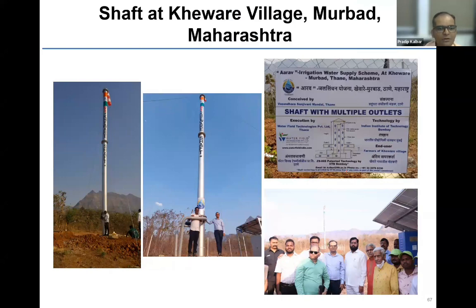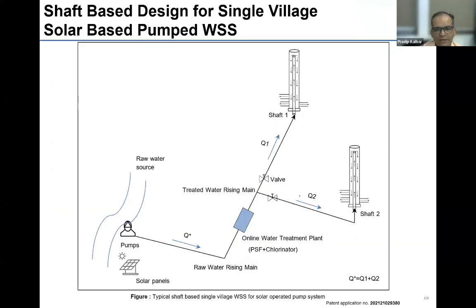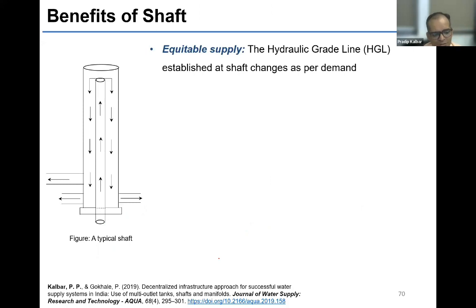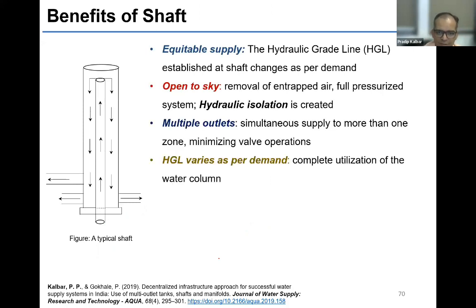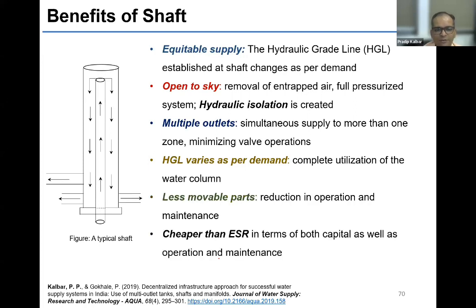was there to inaugurate it. So the model for rural areas is that you pump from the source, river or groundwater, have an online water filter, use the shaft for the distribution, and close the supply, so that in 1 to 2 hours the water demand is met and the cost saved is used for solar panels. That's the idea of sustainable water supply for rural areas. The benefits of the shaft: equitable supply, open to sky, multiple outlets, HGL varies as per demand, fewer movable parts, cheaper than an ESR. So these are the benefits of this shaft.